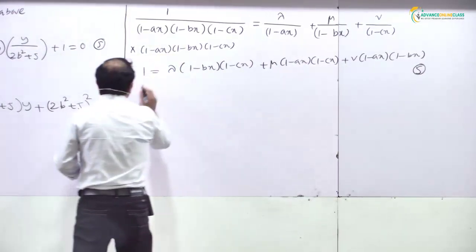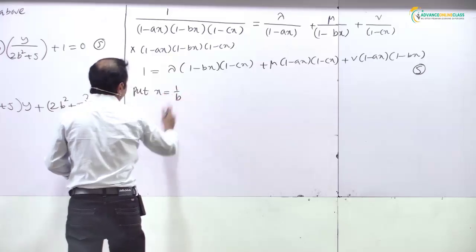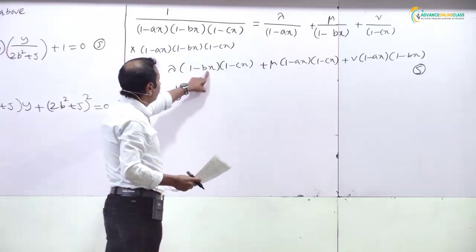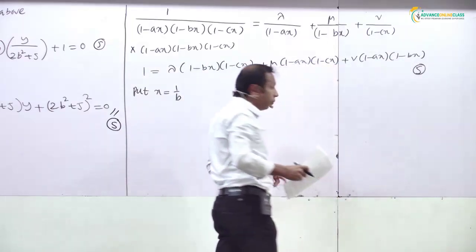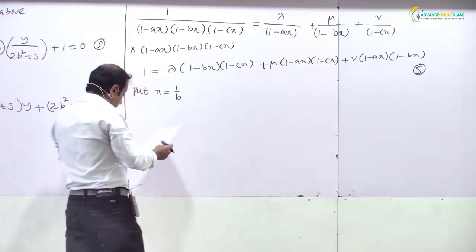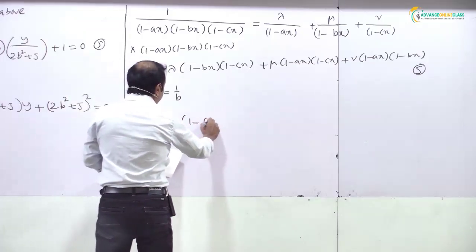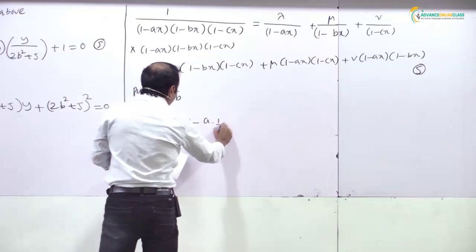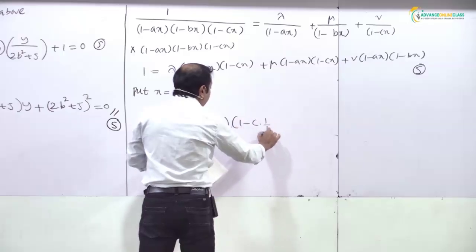Okay. We put x equals 1 over b. Then this 1 minus bx factor will cancel, right? Then we get the answer for mu, right? Okay. Then we get mu times 1 minus a times 1 over b, times 1 minus c times 1 over b.